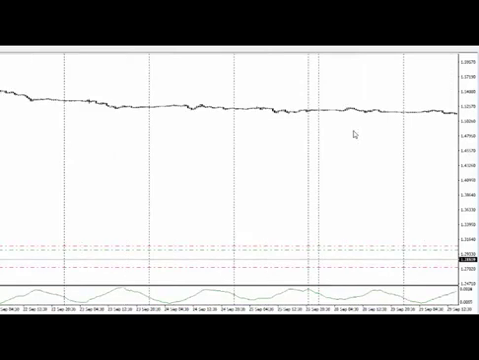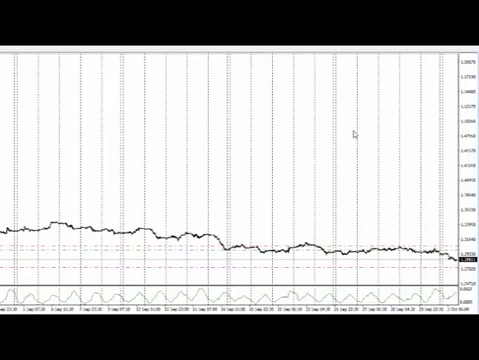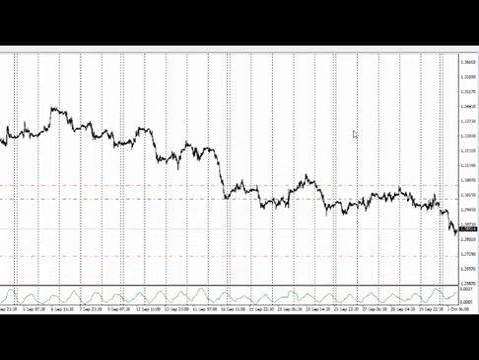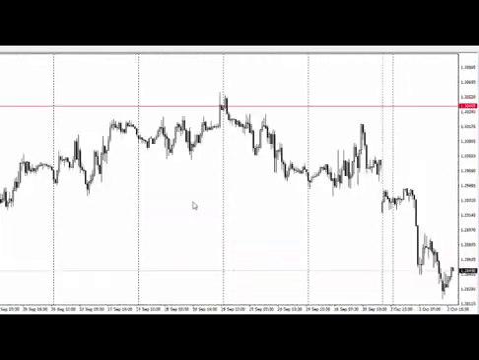That's why I prefer sometimes to watch the 30-minute chart. That's my working time frame where I make decisions, where I time my entries, where I place my stops, and so on and so forth.